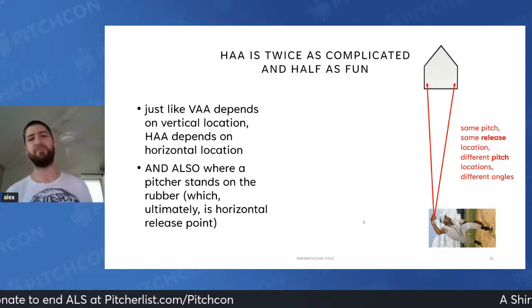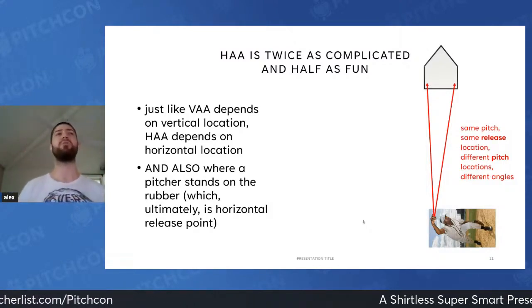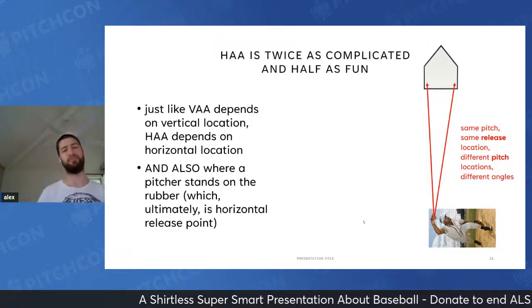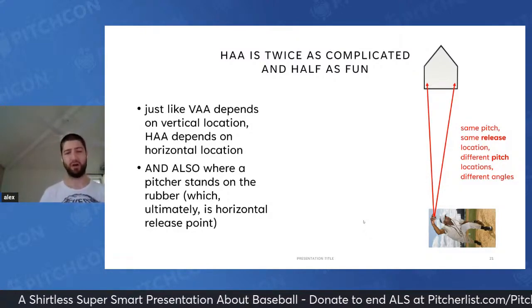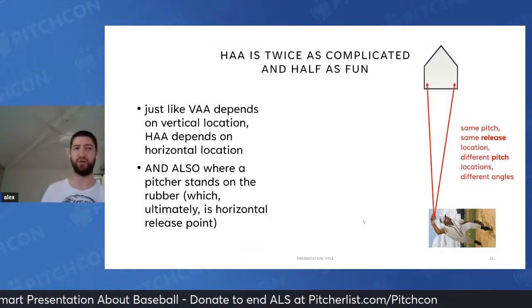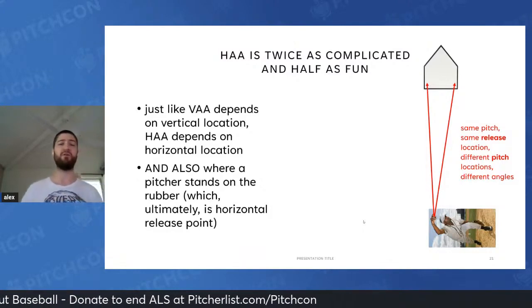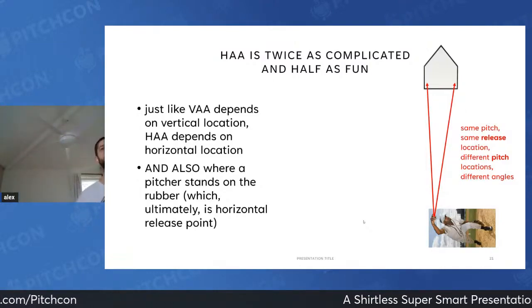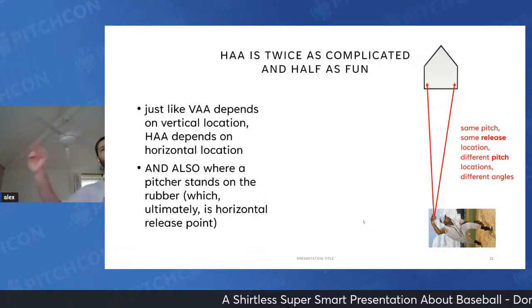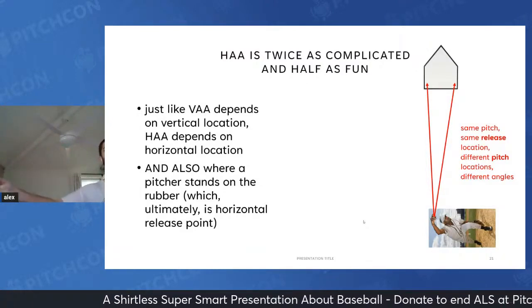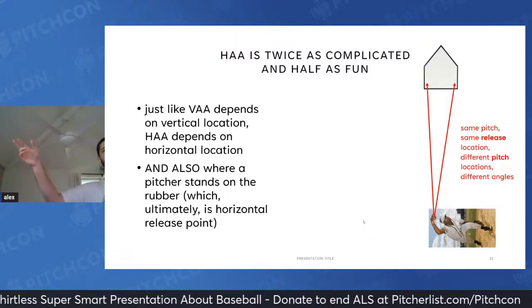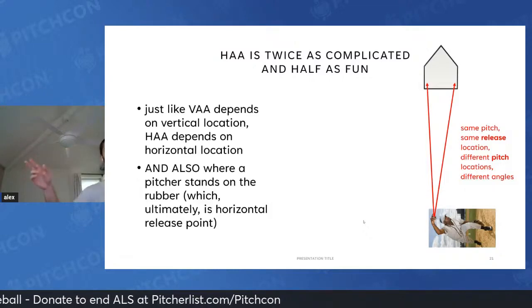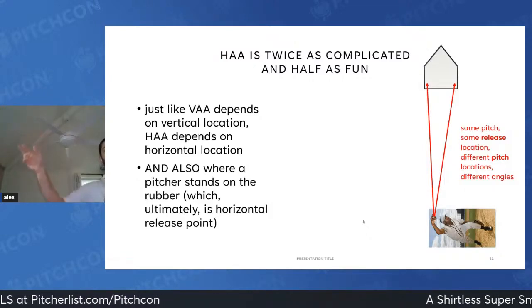Just like VAA is dependent on vertical location, horizontal approach angle is dependent on horizontal location. But it is more complicated than that, because it is also dependent on the release point. And unlike vertical release point, the horizontal release point can change. Like vertical release point, I am always probably going to release it from right here, unless I chose to do something different. Presumably my mechanics will always have me releasing the ball from here. The only way I would release from here or here without meaningfully changing everything about my pitch is if I stood on a crate or I dug a hole.